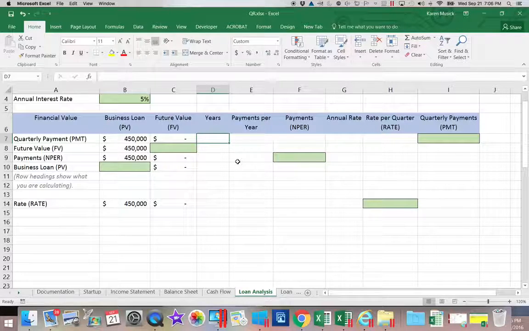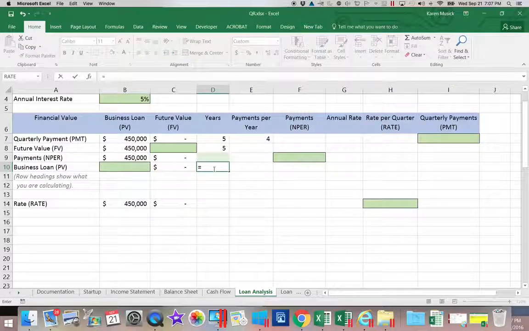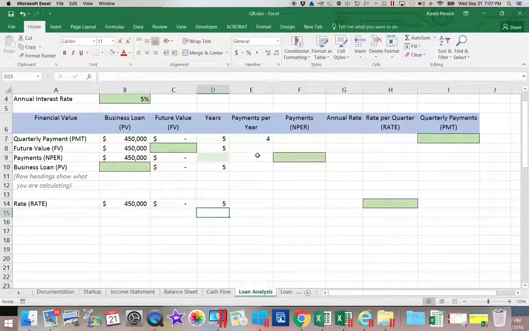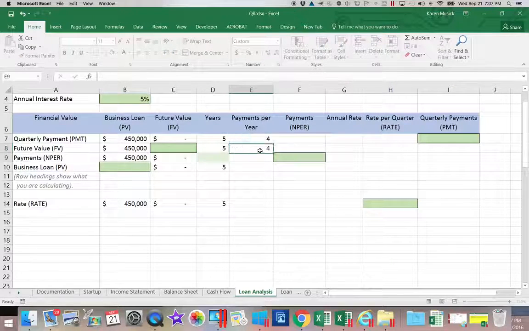Now we start out assuming that we have a 5-year loan. And then we also assume we are making quarterly payments. So we're going to be making 4 payments a year. In this particular row, we don't want to put in that it's 5 years, because we will be calculating the number of years. But in the other rows, we can carry this 5 years down and assume that we're trying to pay these off in 5 years. We're going to assume with every loan analysis that we're working with that we are in fact making quarterly payments.